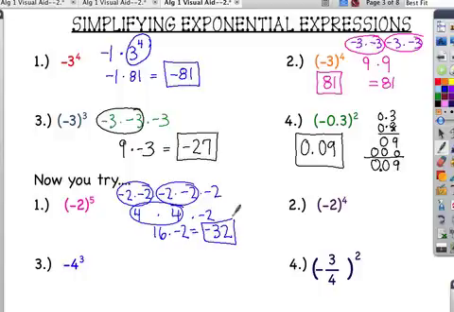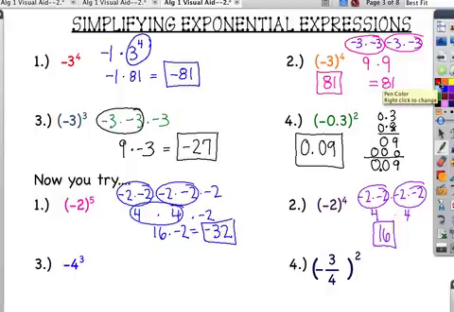Number 2, I have a negative number in parentheses raised to an even exponent. So this one is going to be positive. Negative 2 times negative 2 times negative 2 times negative 2 gives me positive 4 times positive 4, or positive 16. Number 3 is not in parentheses, so I think of this as negative 1 times 4 to the third power. 4 to the third power is 64, multiplied by negative 1 gives me negative 64.